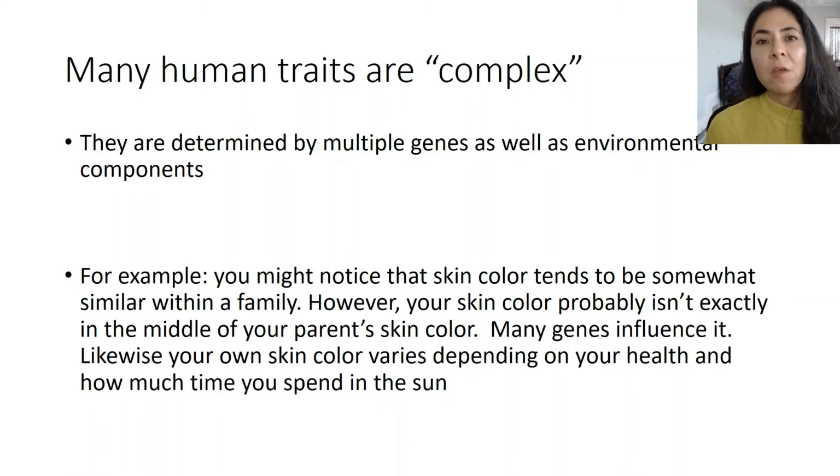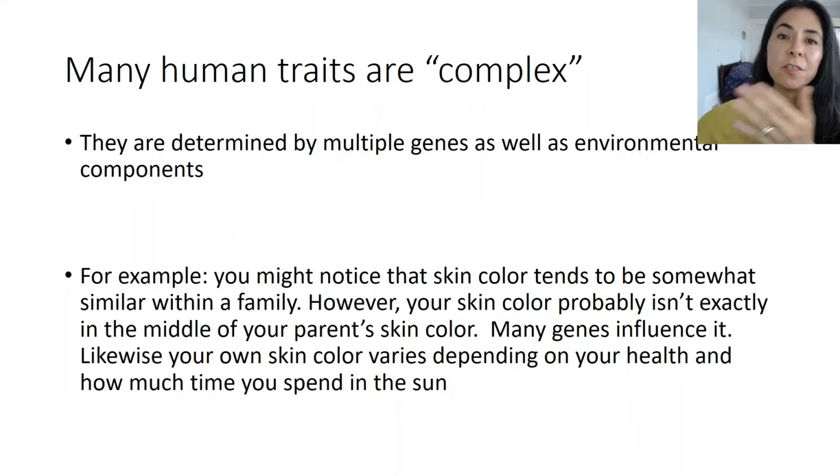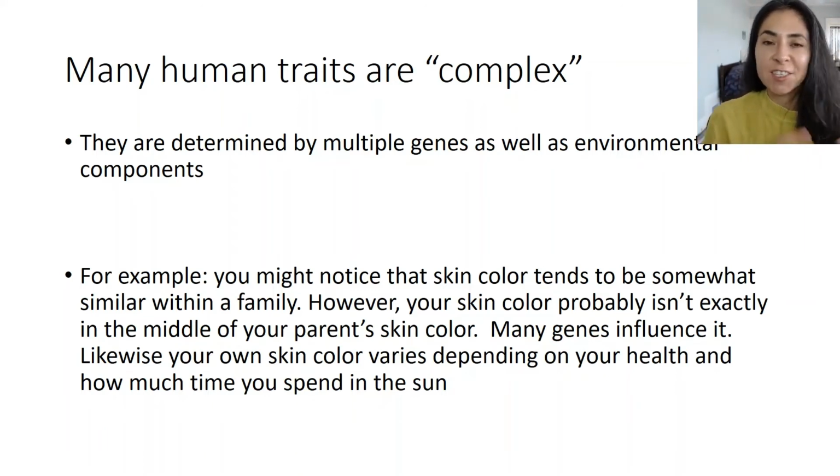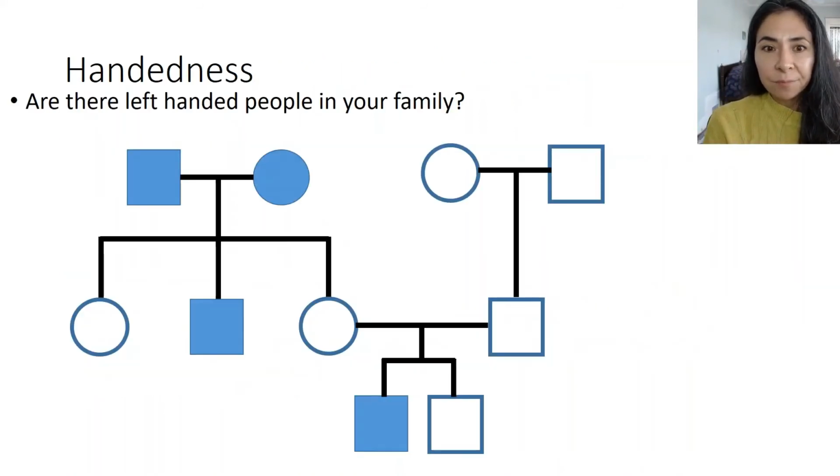So for example, you might notice that skin color is similar within a family, right? So if we have two families with pale skin, they tend to have pale skin children. If we have two families with darker skin, they tend to have darker skin children, right? So we know there's a genetic component to this just looking around with our eyeballs. But your skin color probably isn't exactly in the middle of your parents' skin color, and it probably isn't exactly like either one of theirs either. And that's because there are a lot of genes that influence this. And your own skin color also depends on your health and how much time you spend in the sun.